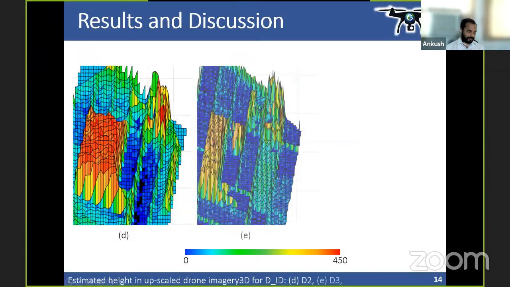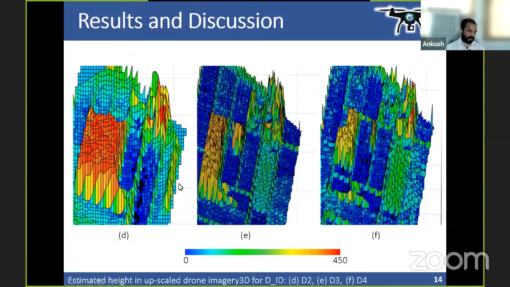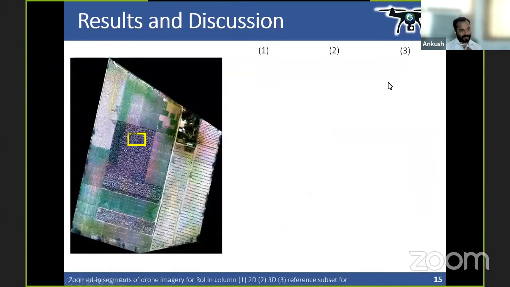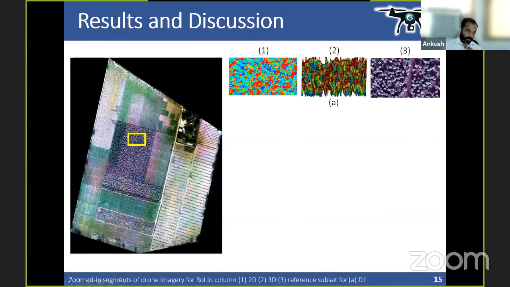For validating, we are taking an ROI as shown in the yellow rectangle. The respective images of that subset for the DID D1 are shown in columns 1, 2, and 3. In column 1, it is a 2D height estimation. In column 2, it is a 3D height estimation. And the sample reference imagery of the drone is shown in column 3.